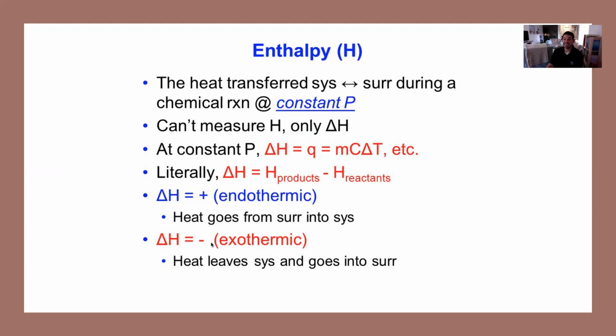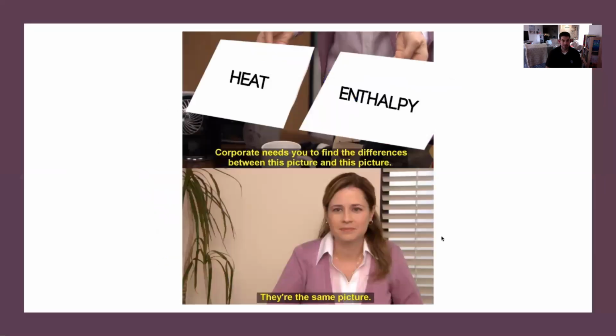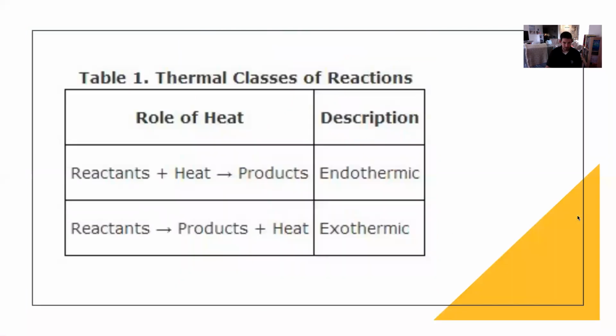If the change in heat is negative, heat leaves the system and goes into the surroundings. All right? So heat and enthalpy are the same thing. So delta H, that's just saying heat. Now, there's two ways we're going to see this represented. Heat can be listed as a reactant or as a product. So reactants plus heat form the products.